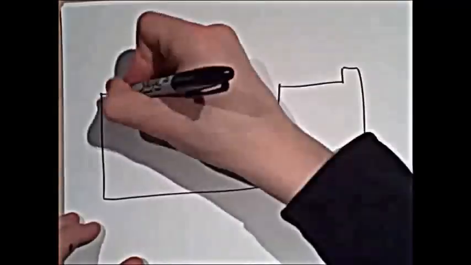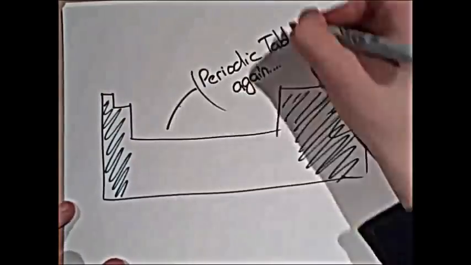Sometimes atoms will share electrons instead of giving them away or collecting them. This is covalent bonding. Covalent bonds tend to happen between two non-metal elements.